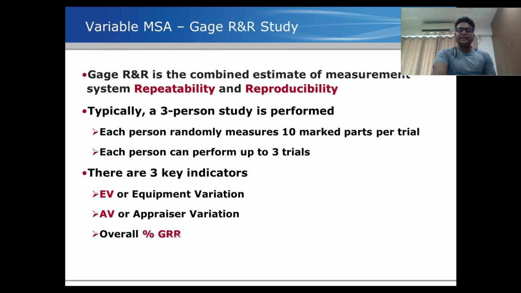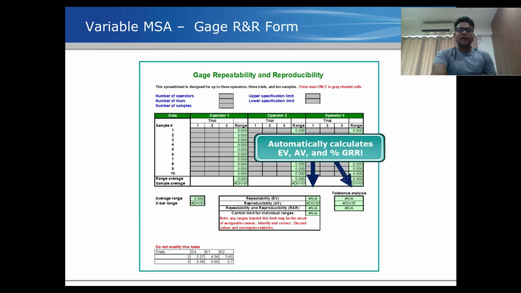So there are 3 key indicators in this study. EV, equipment variation, is the variation due to repeatability. AV, appraisal variation, is the variation called reproducibility. And overall percentage GRR. So guys, this is the format of the gauge R and R form. Later in the slides we will discuss how to make this format in an Excel sheet also. So one by one we will study.